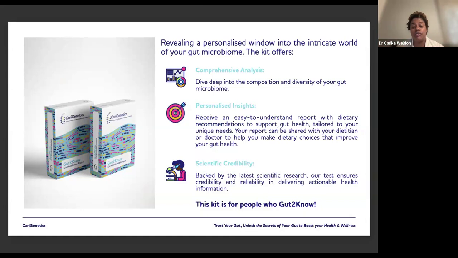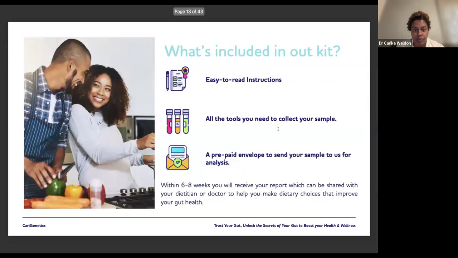It gives you an easy to read report, and it also recommends certain foods you should be avoiding and certain foods that you should be eating so that you can correct your gut microbiome and get it into a good place. And it is all backed by the latest scientific research, and we want to make sure that we're giving you actionable health information that is accurate.